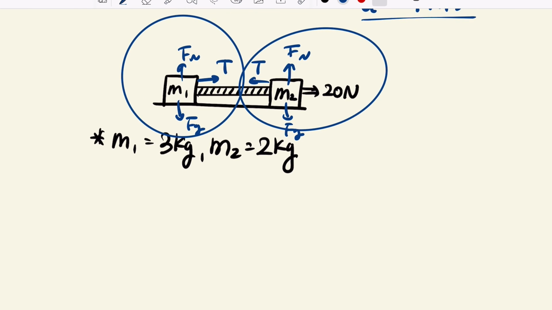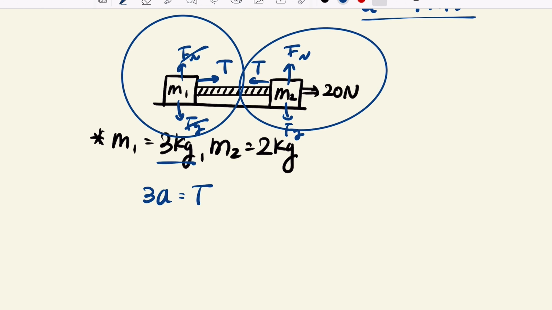So first, let's write the equation for M1. So again, we're assuming that M1 is 3 kilograms. So 3a equals F net, which is T, because these two cancel out, and T is pretty much the only net force that is acting upon the box.